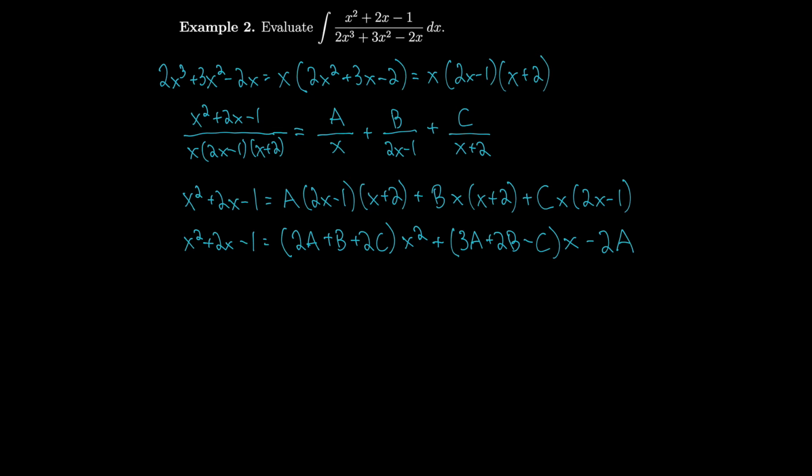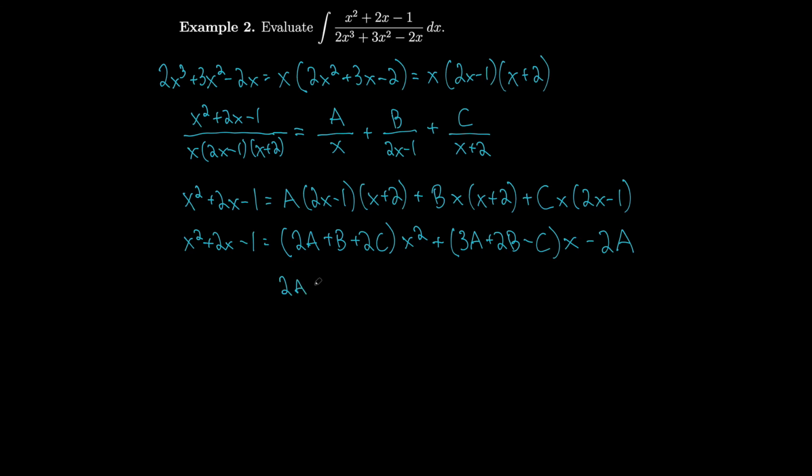Notice on the left side I have a quadratic. On the right side I have a quadratic now, because all of these are just numbers. So this is just something times x squared, something times x minus something. So because these are both quadratics, they must match. So this something x squared must match with this 1 x squared. So that means that the coefficients must be equal.